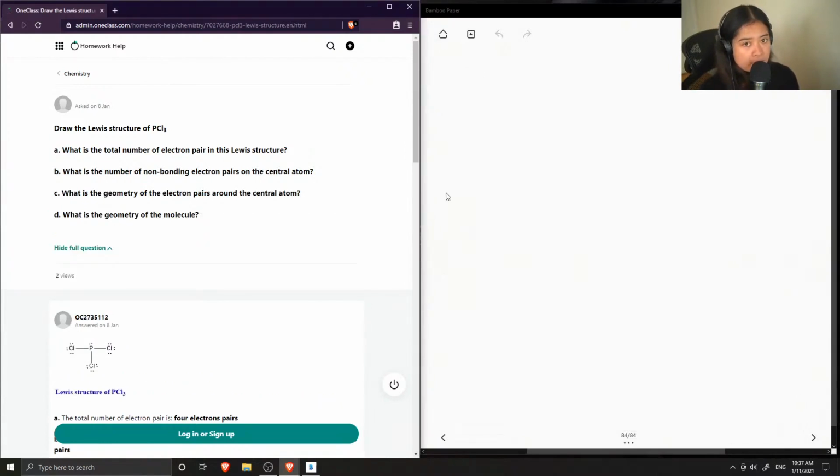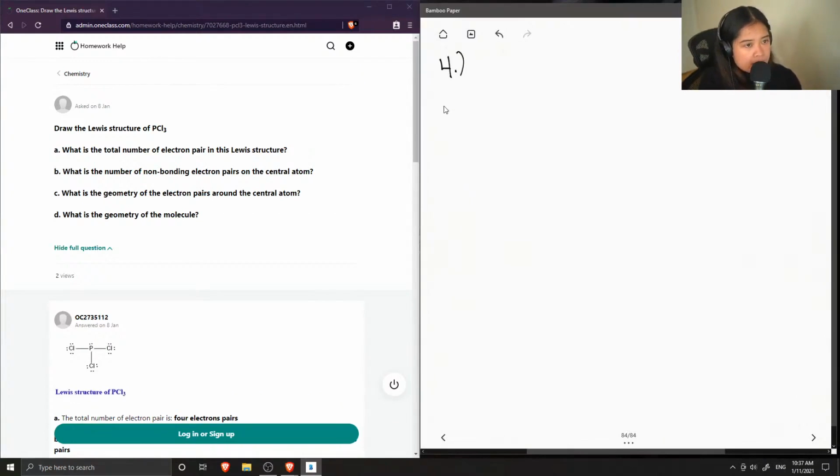Okay, so question number 4 is to draw the Lewis structure of PCl3. Let's do all the different steps of the question in order. So A, what is the total number of electron pairs in this Lewis structure?